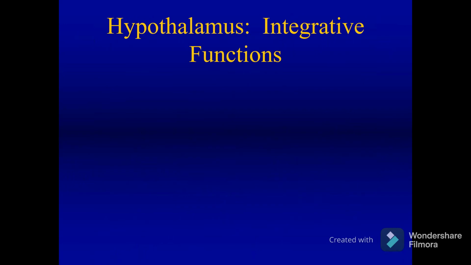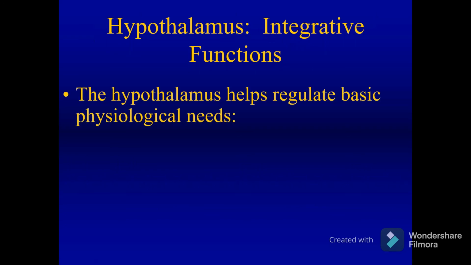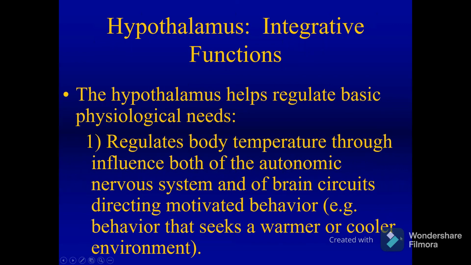So we'll take the individual role of the hypothalamus, cortex, and the limbic system in the genesis of emotions. The hypothalamus helps regulate the basic physiological needs. It regulates body temperature through influence both of the autonomic nervous system and of brain circuits, directing motivated behavior that seeks a warmer or cooler environment.